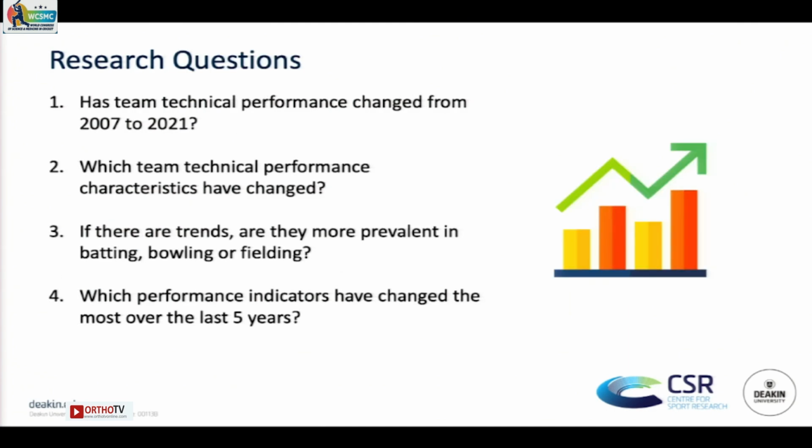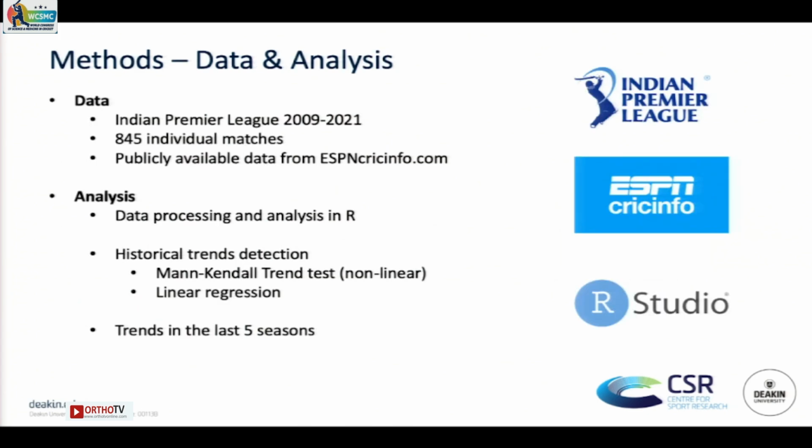So the formal research questions were really about asking the question, in T20, is there any evidence that there are trends? If so, in what team technical performance indicators or team characteristics of technical performance appear to be changing? Are they more prevalent in batting, bowling, or fielding characteristics? And do those trends differ in the most recent 5-year period?